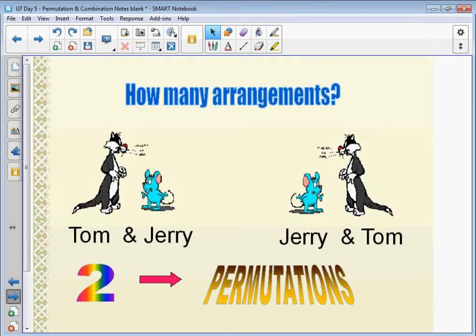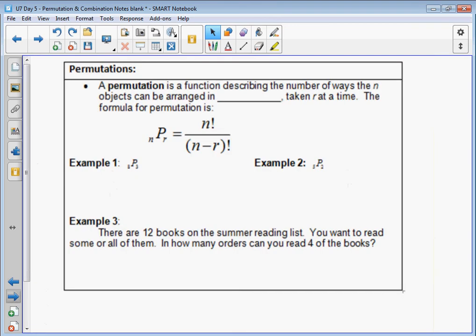So the first of those is permutations. I'm wondering, how many arrangements do we have here with Tom and Jerry? Tom and Jerry is one option, but then the reverse order, Jerry and Tom, is another option. So these count as 2 permutations. Here order matters. Tom and Jerry is different than Jerry and Tom, because it's in a different order. So for permutations, order matters. A permutation is a function describing the number of ways the n objects can be arranged in order.